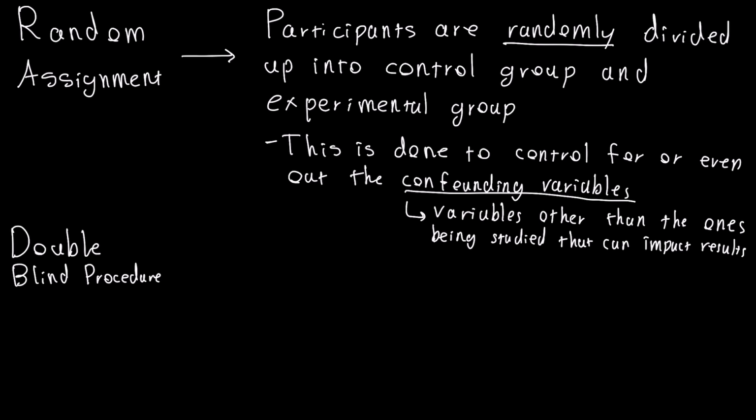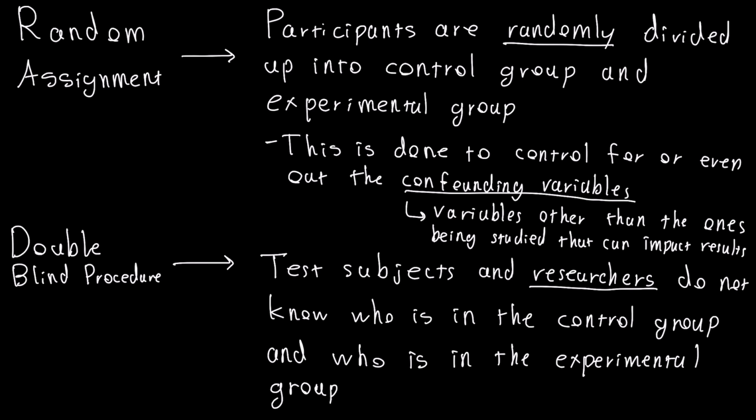So we also have something called a double-blind procedure, which is a situation where the test subjects and the researchers do not know who is in the control group and who is in the experimental group. So the test subjects, right? Let's say we're doing a clinical study where we're trying to figure out the effect of a drug, right? The patients don't know if they're receiving a placebo or if they're receiving the real drug, and the researchers do not know which patients are receiving the real drug or which ones are receiving the placebo.